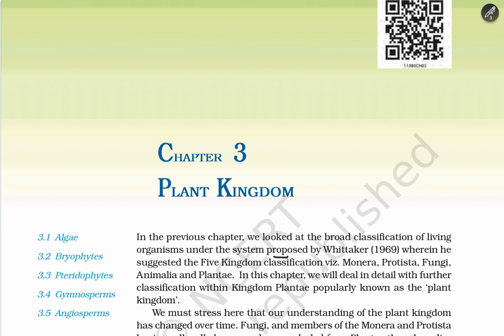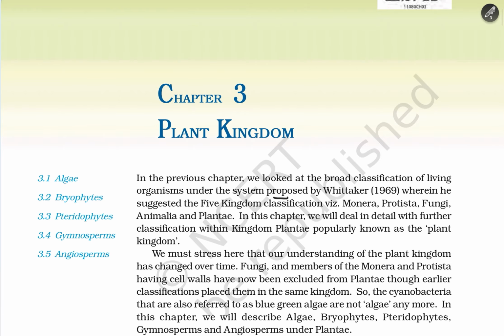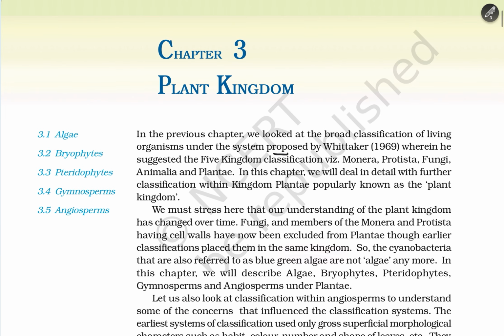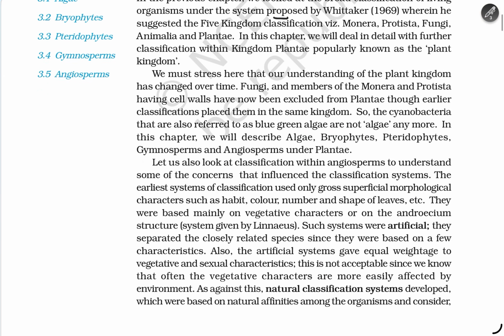We must stress here that our understanding of the plant kingdom has changed over time. Fungi and the members of Monera and Protista that have cell walls have now been excluded from Plantae, though the early classification placed them in the same kingdom. So cyanobacteria, also referred to as blue-green algae, are not algae anymore. In this chapter, we will describe algae, bryophytes, pteridophytes, gymnosperms, and angiosperms under Plantae.